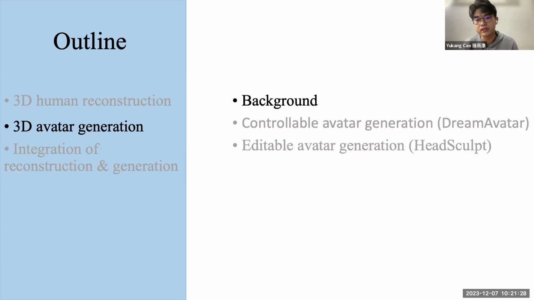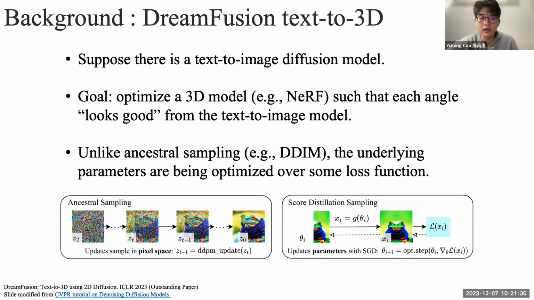We are moving on to the topic of 3D avatar generation and will talk about the background and two works, DreamAvatar and HeadSculpt. Firstly, the background for text-to-3D generation. Building on the success of text-to-image diffusion models, DreamFusion proposed to apply a pre-trained text-to-image diffusion model such as Imagen to optimize a 3D model like NeRF, so that the rendering of this 3D model is aligned with, or looks like, the text prompt.